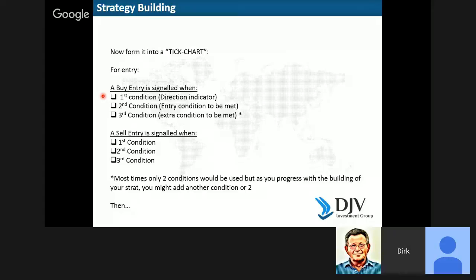Normally, you guys are always going to start with only two conditions: something to classify direction with and something to signal the entry with. So we always start off with the basics first. Now you see that I have made a mention of a third condition. This is where we add maybe some tweaking into it.